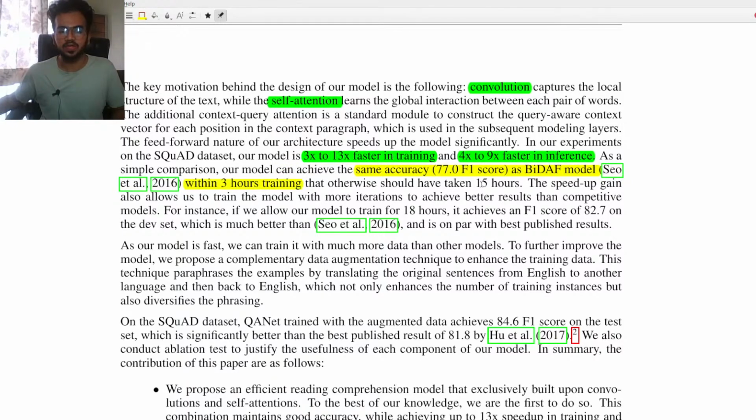within 3 hours of training, which otherwise should have taken 15 hours. So to achieve 77 F1 score, it took 5 times less training: BiDAF takes 15 hours, they just take 3 hours. The speed-up gain also allows us to train the model with more iterations to achieve better results. For instance, if they train it for 18 hours, going from 3 hours to 18 hours, it achieves an F1 score of 82.7 on the dev set, which is much better and on par with the best published results.